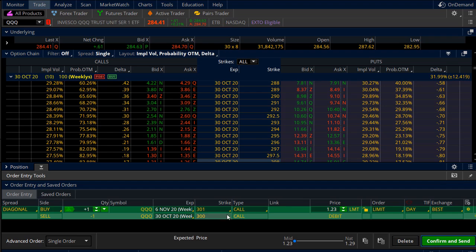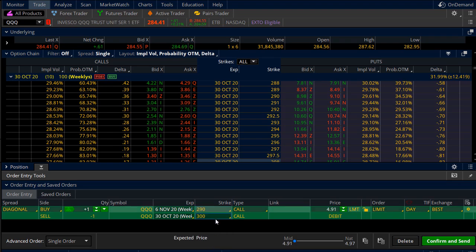Now, fortunately, because of these little drop-down arrows in the corners, we can modify the other side. So what do we want to buy? In this case, we want to buy something that's closer to the money and gives us a little bit more time. So there's going to be a $10 difference between the strikes in this case. So we're going to go down to the 290. So you do this drop down, and then you just scroll up till you hit the 290. And we have this nice $10 differential here.